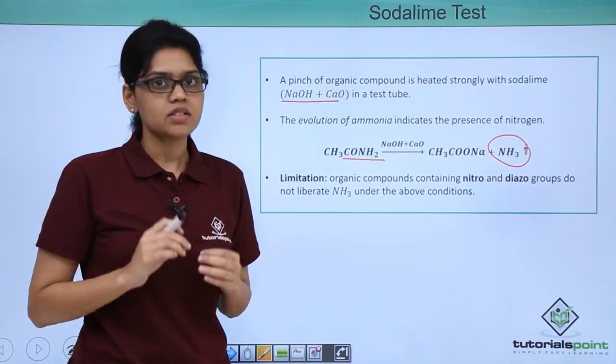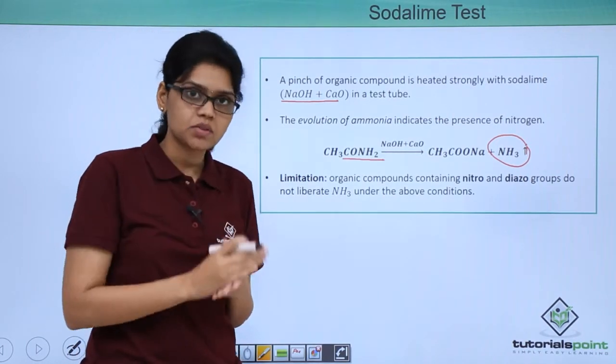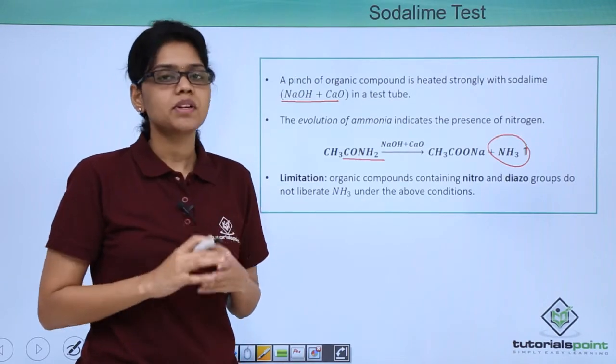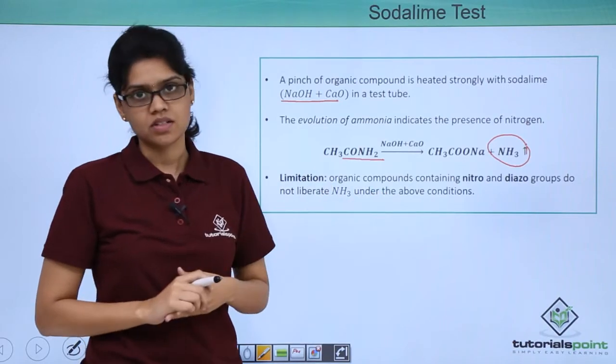A very important limitation of this test is that if nitrogen is present in the form of a nitro group or azo group, then this test fails because ammonia gas is not evolved under the above given conditions.